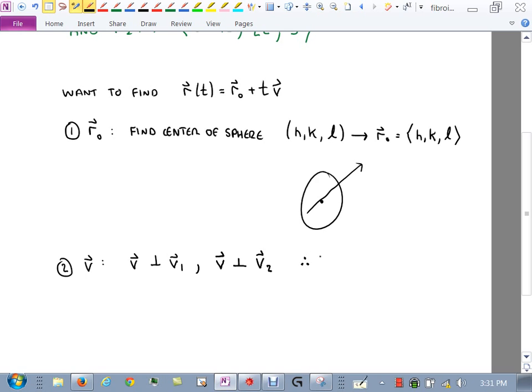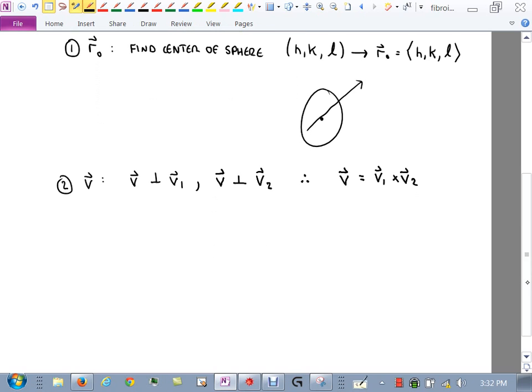Therefore, V can be equal to what? If V has to be perpendicular to two different vectors, then I can just define V to be their cross product, right? V1 cross V2. That's the power here of the cross product. It always generates a vector perpendicular to two other vectors. All right, and then you have to go work it out, right?